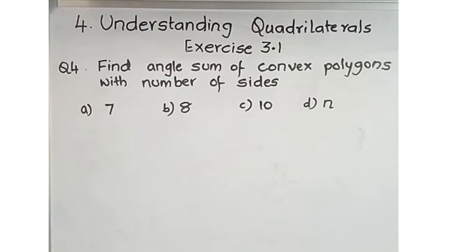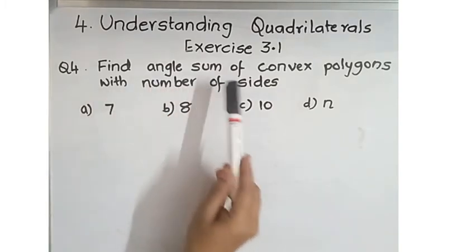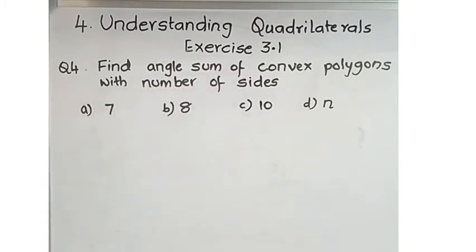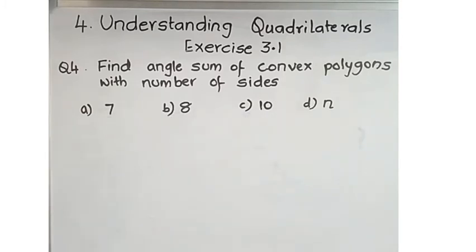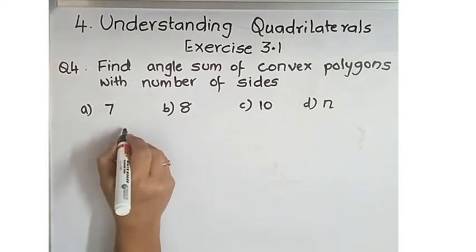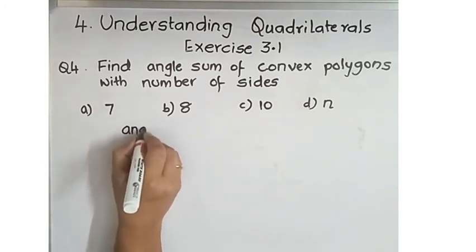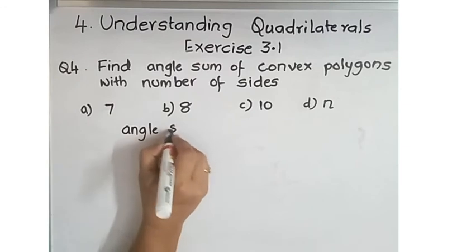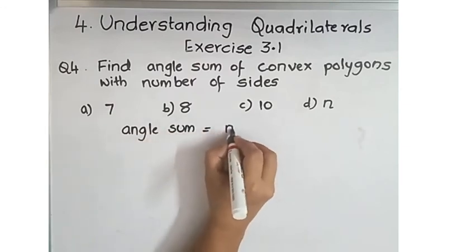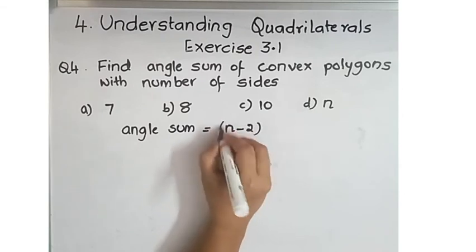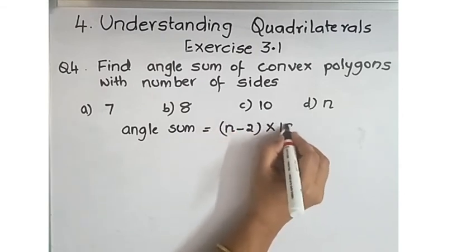Let's try the fourth question. Find the angle sum of convex polygons with number of sides 7, 8, 10 and n. Before I go into the sub questions, I should know the formula to find the sum of all the angles in a polygon. So angle sum in a polygon, the formula is n minus 2 multiplied by 180.